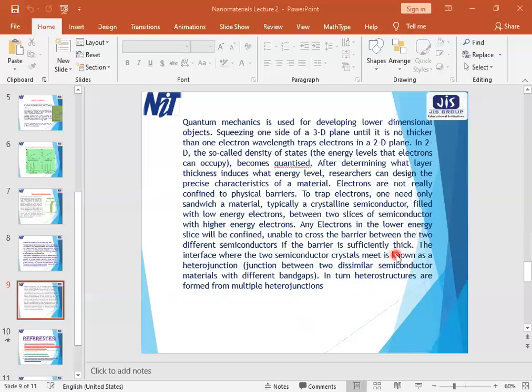If the barrier is sufficiently thin, this is quantum tunneling. So here you will have to give the energy for quantum tunneling. Okay, you have had this concept in quantum mechanics. In turn, heterostructures are formed from multiple heterojunctions.